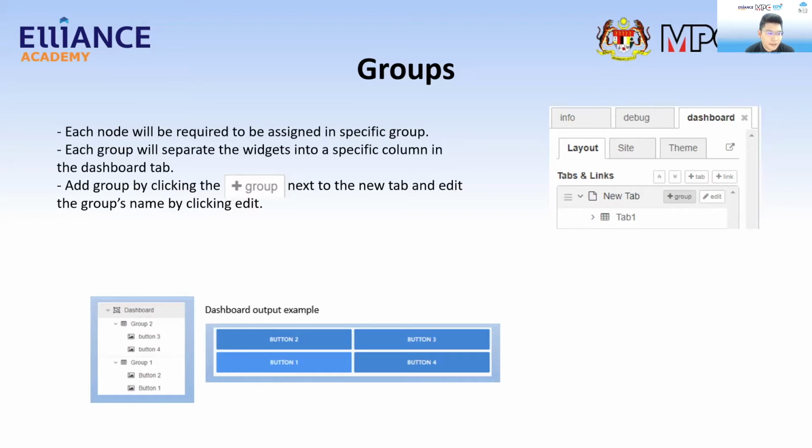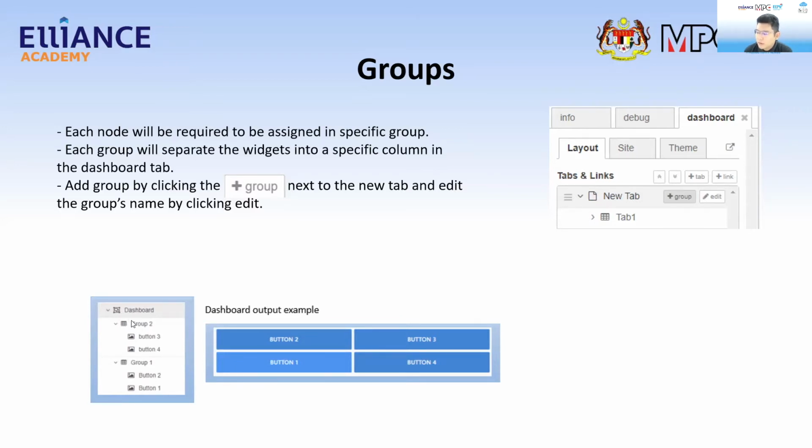Add a group by clicking the plus group next to the new tab, and edit the group name by clicking edit. You can see the sample output over here. In this dashboard, I have 2 groups, group 2 and group 1. In group 2, I have button 3 and button 4. In group 1, I have button 2 and button 1.